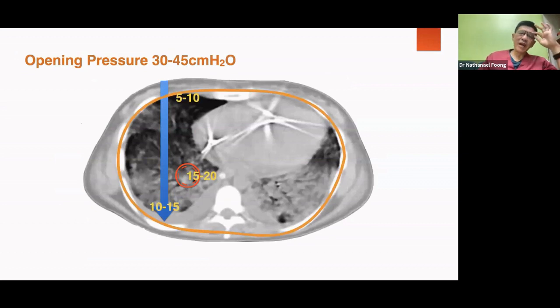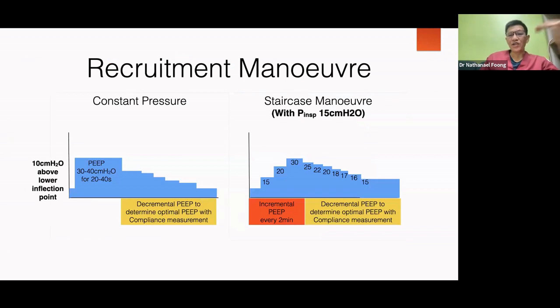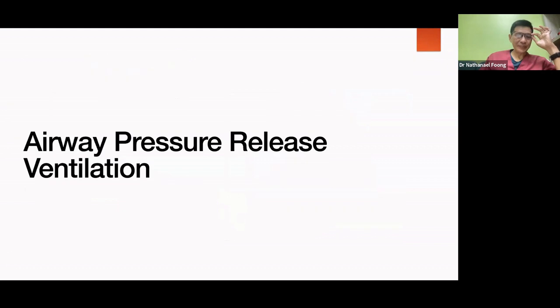All right, but when you recruit a lung, you have to understand what pressures are involved: the pressure for the collapsed lung to open up, the hydrostatic pressure, the pressure exerted by the chest wall compliance, which can go up to 30 to 45. So if you want to recruit the lung, you probably need a pressure of at least 30, all right? Using either a constant pressure maneuver or a staircase maneuver. And this is described in our ICU protocol. I won't go into this.